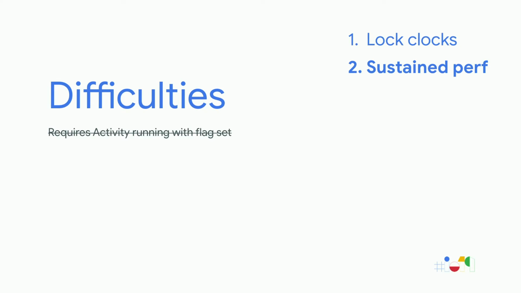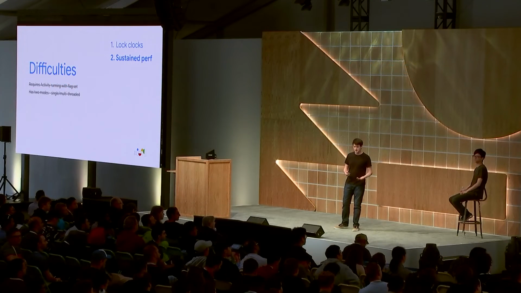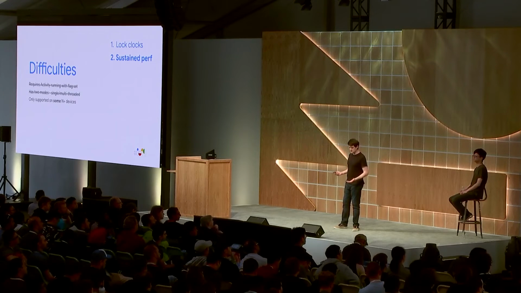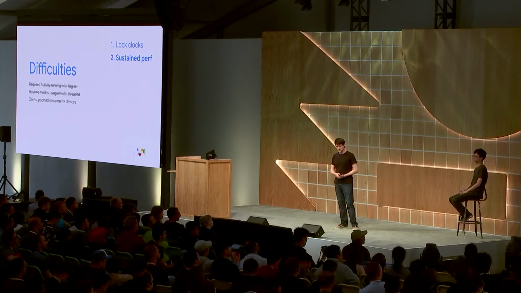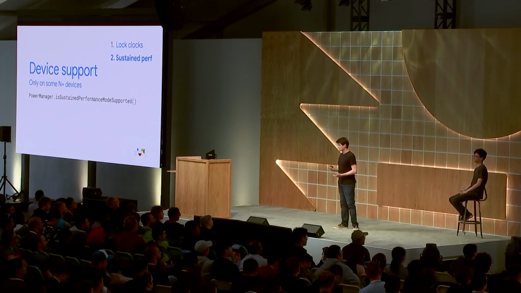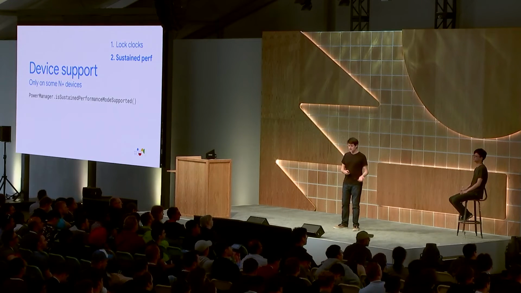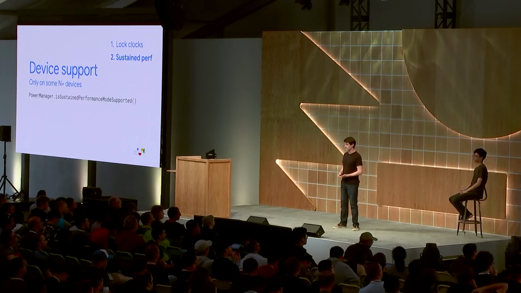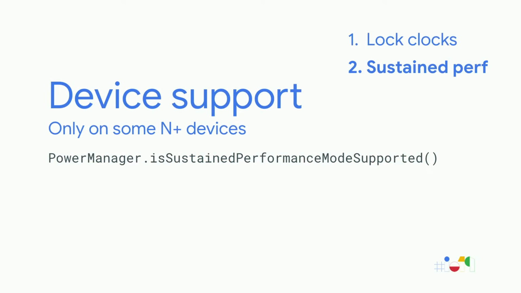So we talked about how we solve the issue with having an activity running with a flag set. We talked about the two different modes, but we still have this last issue. This is only on some N+ devices. You can check whether this is supported on a specific device by calling PowerManager isSustainedPerformanceModeSupported. By the way, this is supported for anything that is VR certified.